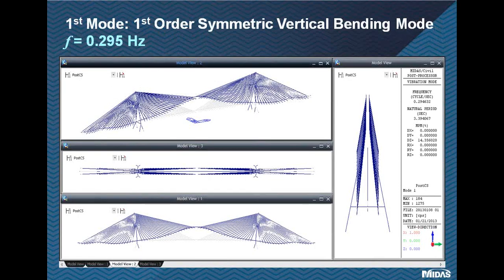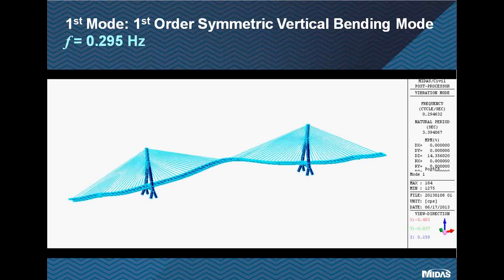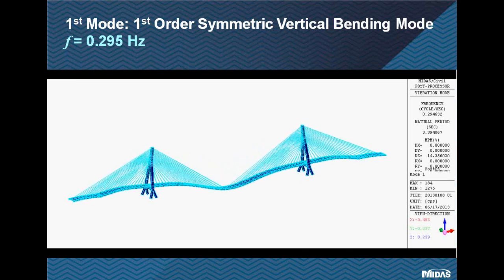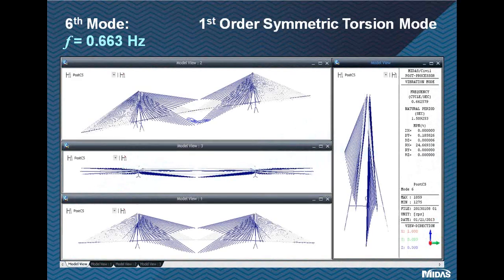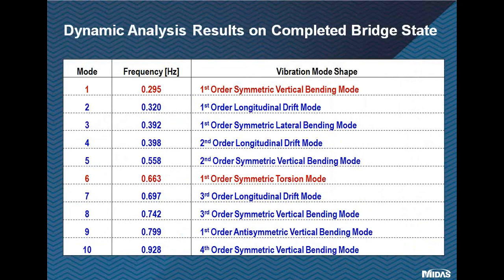Here is the first mode as the first order symmetrical vertical bending mode with the natural frequency of 4.295 Hz. Please see the animation of model vibration of this mode. This is the sixth mode as the first order symmetrical torsion mode with the frequency of 0.663 Hz. This table shows the first 10 modes of the completed bridge vibration.